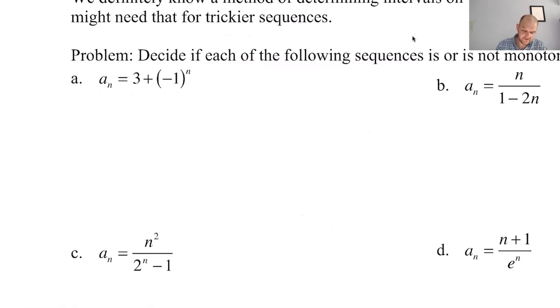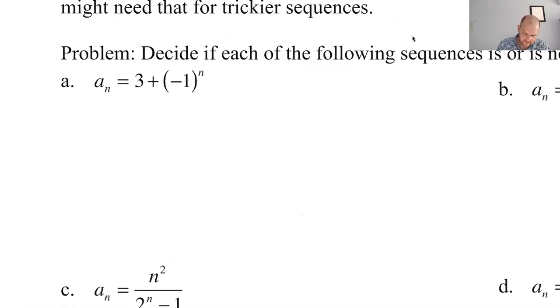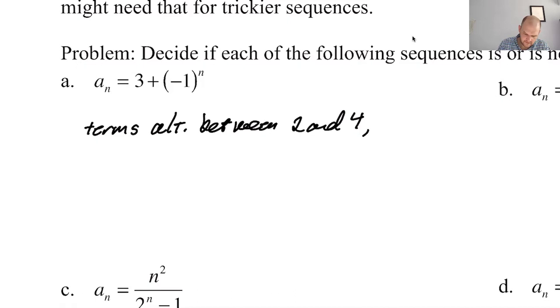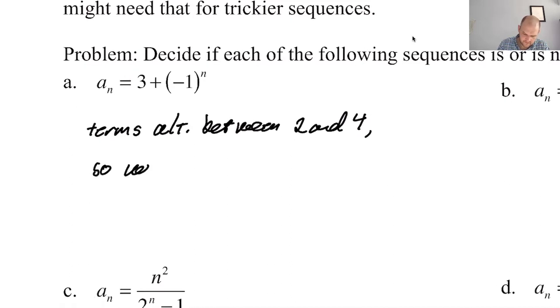First, I'm not going to use a derivative on this. The terms alternate between 2 and 4. So not monotonic. I mean, there's no way, right? Because if the first term is 2, the second term is 4, so it increased. So you can never decrease if you're going to be monotonic, but then the next term is 2 again. So no chance. That had no prayer.